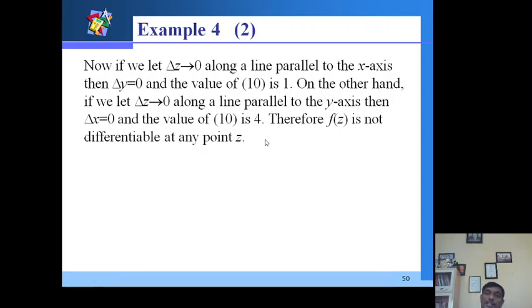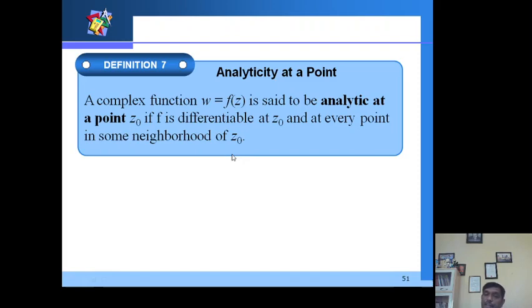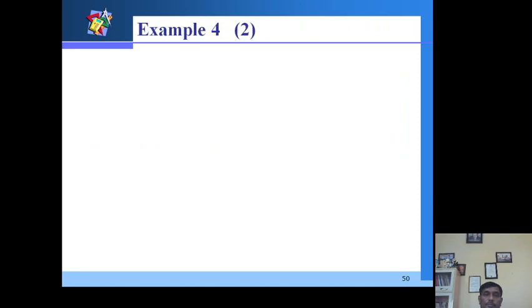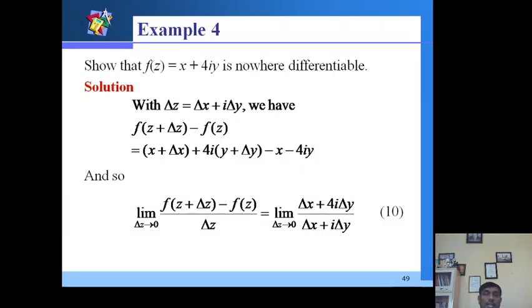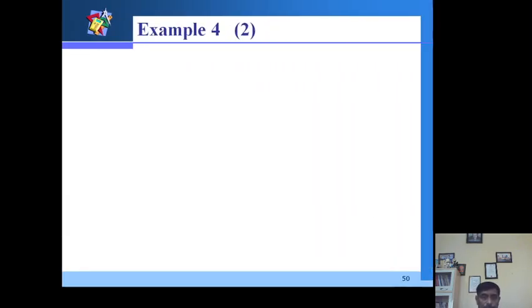Therefore, f of z is not differentiable, because in the differentiability definition the left hand derivative must be equal to the right hand derivative. Therefore, the previous example shows that it is nowhere differentiable.